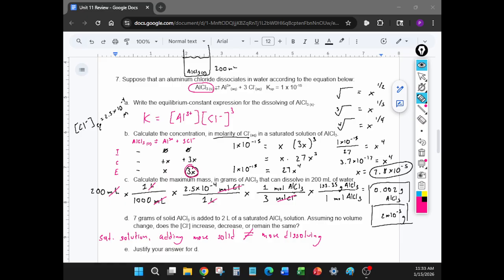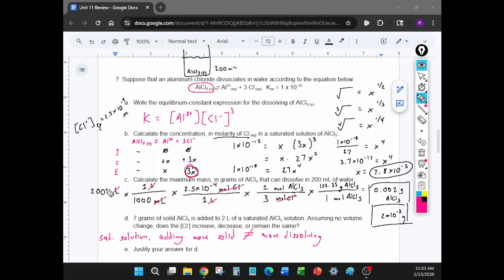Okay, and the reason why is because it's already at equilibrium. And if you look at it at the ICE table, we omit the solid, right? The solid does not play a role in that ratio of reactants to products. So you can add as much solid as you want, but it's not going to increase the amount that dissolves.